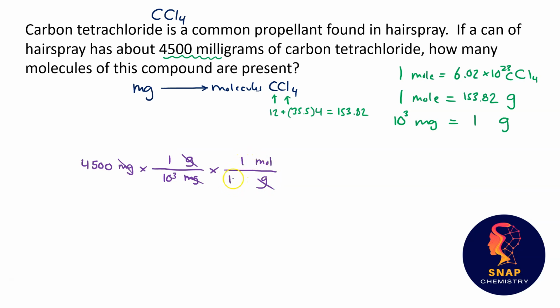1 goes with mole, 153.82 goes with grams, and my final step is to then cancel off moles, top to bottom, and convert that into the amount of CCl4 molecules by plugging in the fact that 1 mole is 6.02 times 10 to the 23rd anythings, in this case CCl4 molecules. I know that I'm finished because the unit that does not cancel is the unit the question is asking about, molecules of CCl4. If you do all the math correctly here, you should get something around 1.8 times 10 to the 22nd CCl4 molecules.